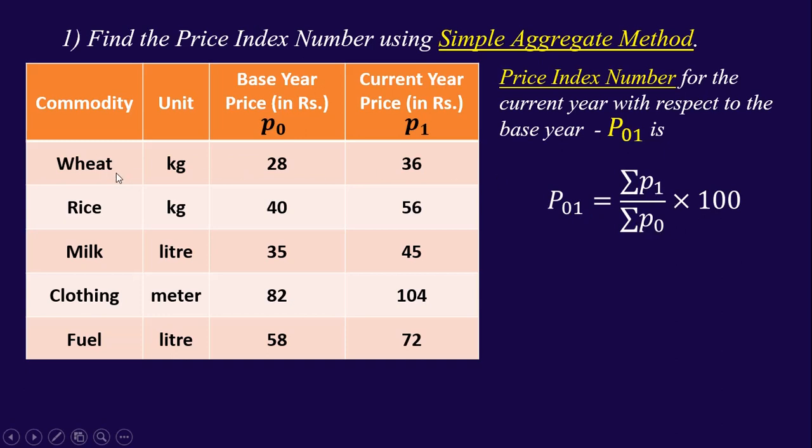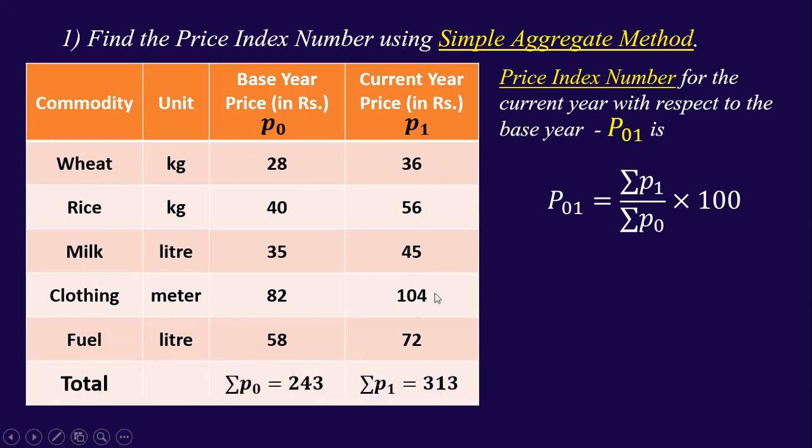So we can find summation P1 by adding all these values of current year. Summation P0 we can find by adding all these values of base year. So we can form the same table again and add only one row for summation P0 and summation P1.